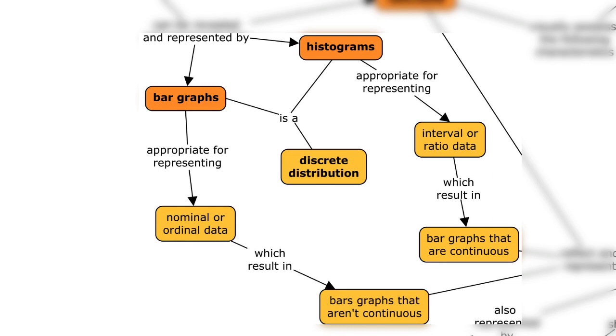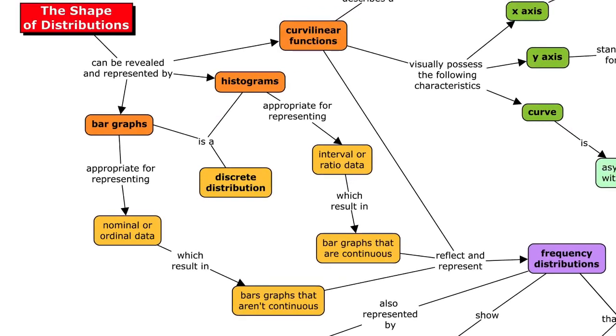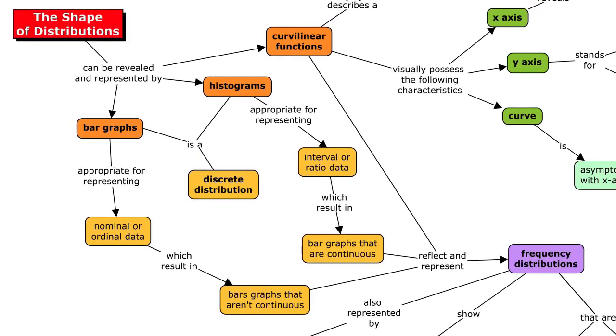As for the big difference visually speaking between bar graphs and histograms, bar graphs are not continuous. In other words, you will see gaps in between each of the bars. In the case of histograms, the bars are continuous, and so there will be no gaps between the bars. Taken together, we can see that bar graphs and histograms reflect and represent what are referred to as frequency distributions.